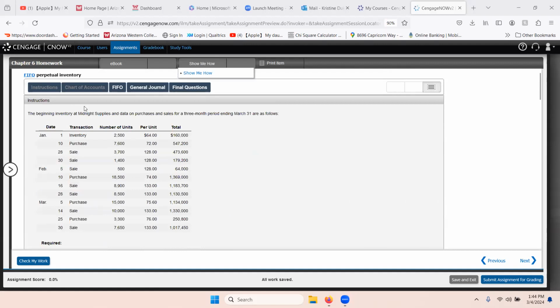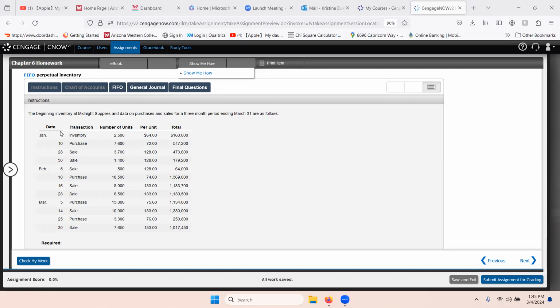We know we have beginning inventory at Midnight Supplies and data on purchases and sales for a 3-month period ending March 31st, as follows. We've got inventory, a purchase, a bunch of sales, another purchase, some sales, purchase, sale, purchase, sale. FIFO, first in, first out, perpetual inventory. Double check this when you're doing your homework. Make sure you know the cost flow assumption and which inventory method you're using. Is it perpetual or periodic? Pay attention to that. They mean two different things.